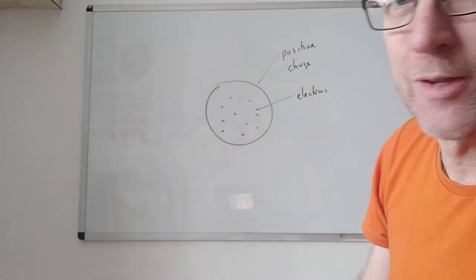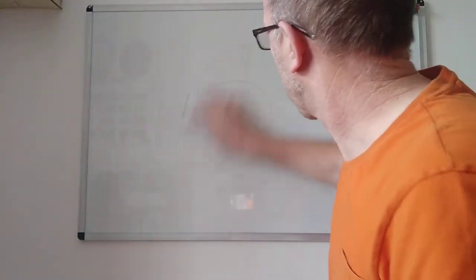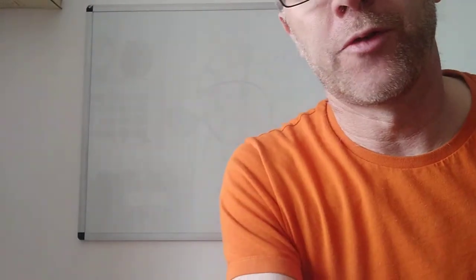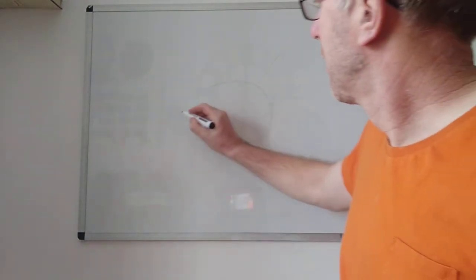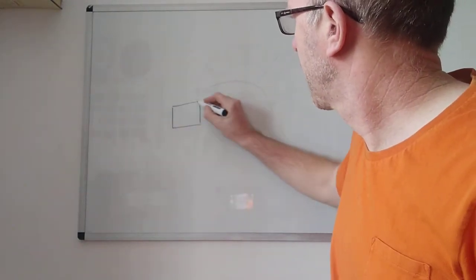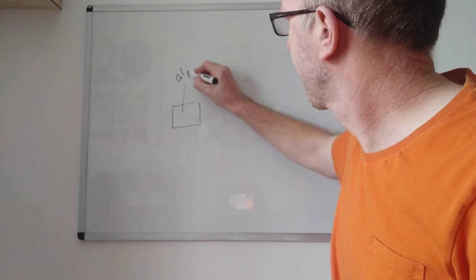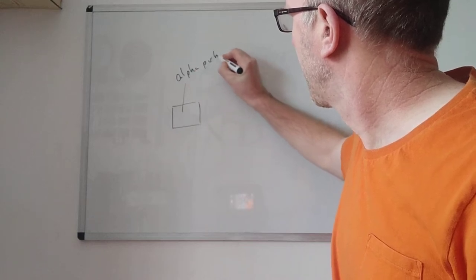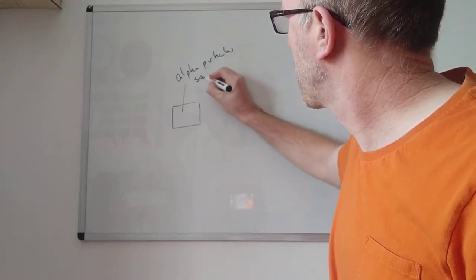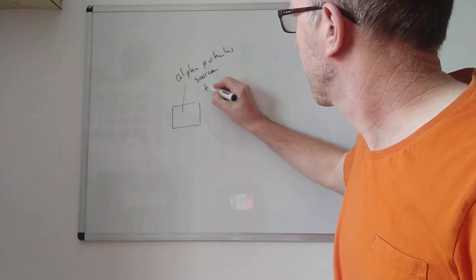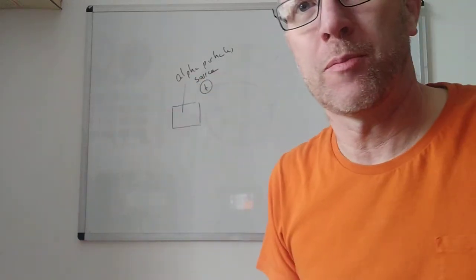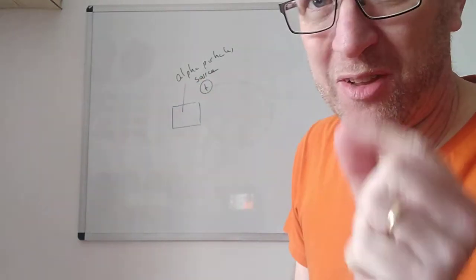So let's have a look at what he did. What Rutherford did was he took a source of alpha particles. Now, alpha particles are positively charged particles, very small positively charged particles, like positive bullets.